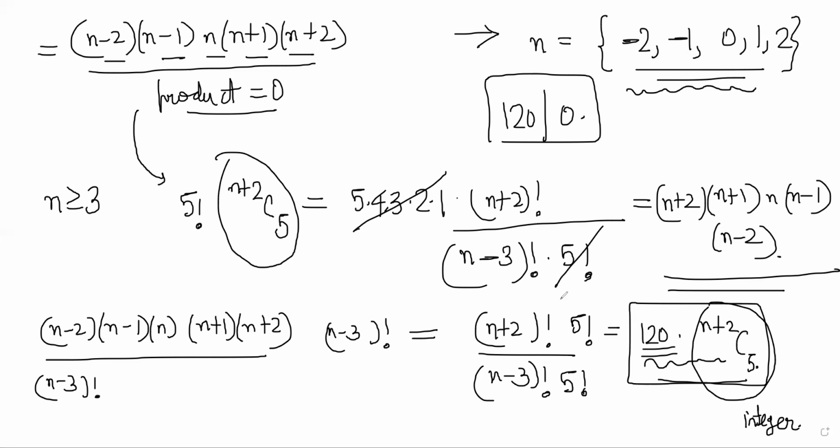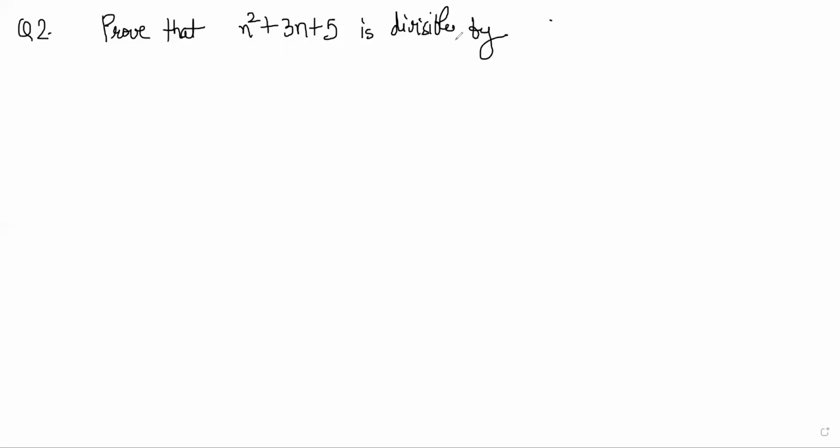Okay. Let's do one more question on divisibility so that you get the hang of what we are trying to achieve here. So prove that n square plus 3n plus 5 is not divisible by 121. Okay, so n square plus 3n plus 5 is not divisible by 121.